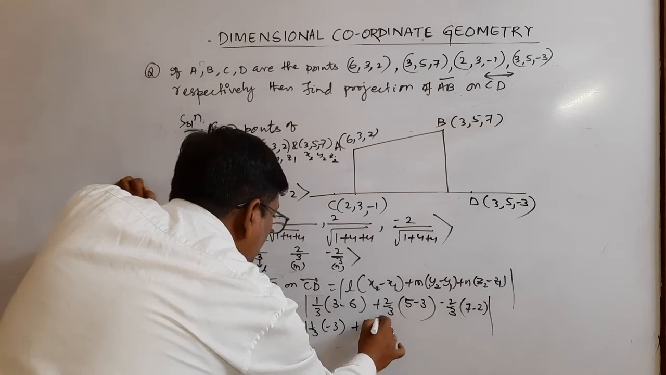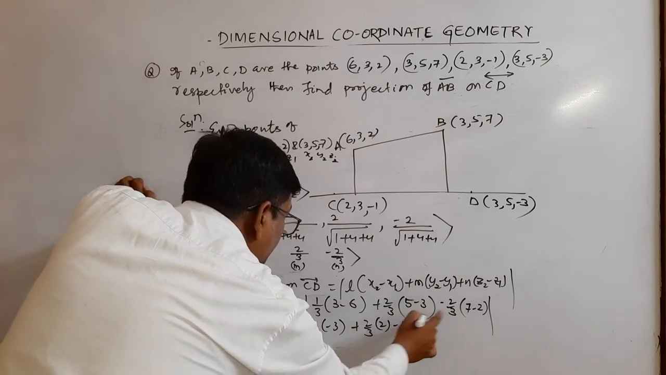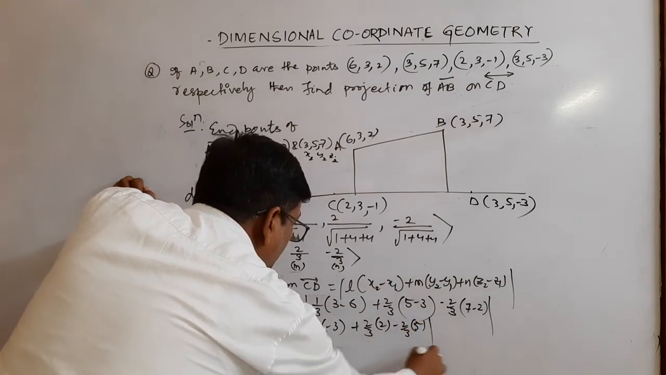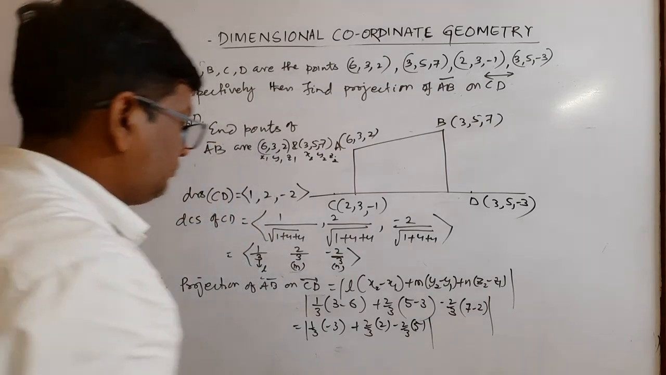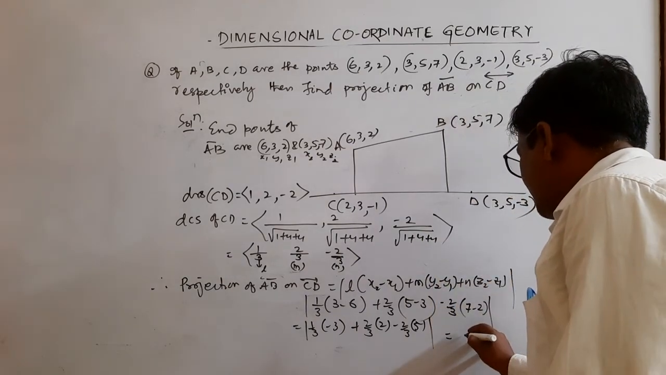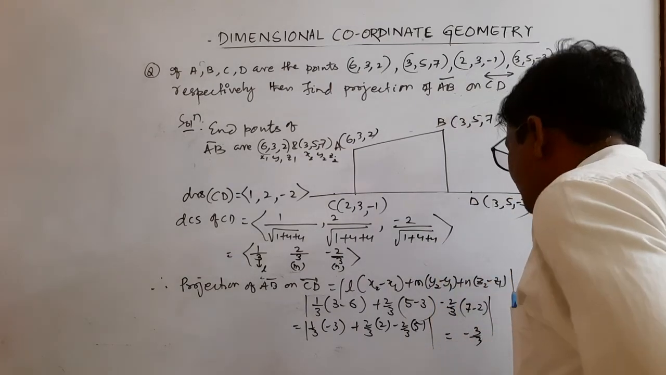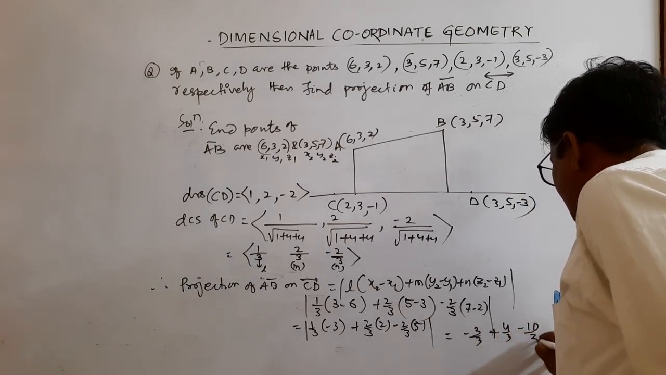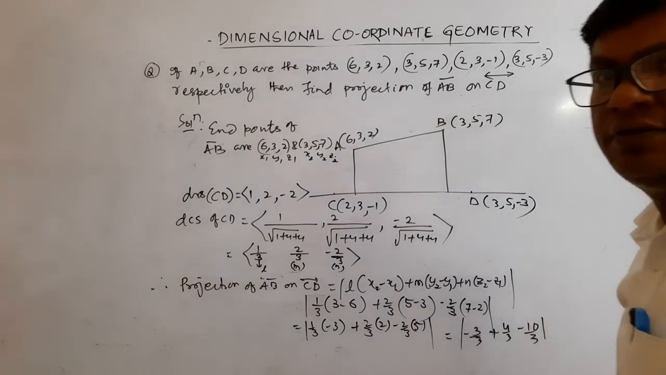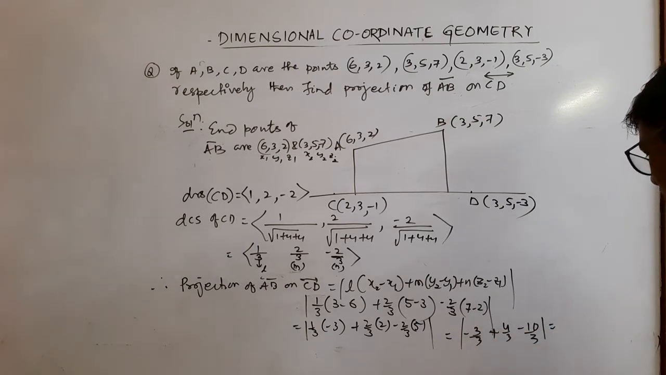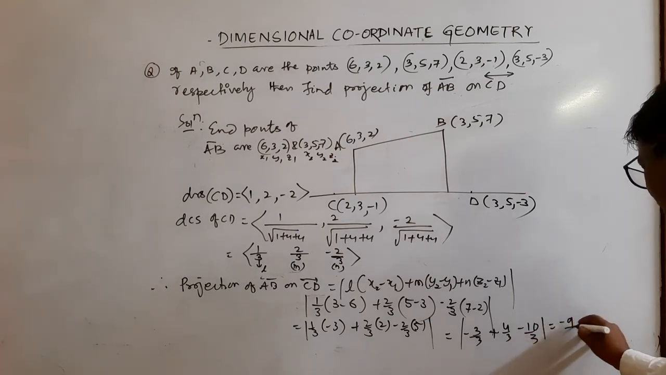2 and this is minus 2 by 3, this is also what? 5 into 5 mode, that is minus 3 by 3, 4 by 3, that is equal to what? Minus 3 by 3 and this is plus 4 by 3 and this is minus 10 by 3 mode. So this is equal to what? This is equal to 3 LCM. So 3 minus 13 plus 4, that is minus 9 by 3.